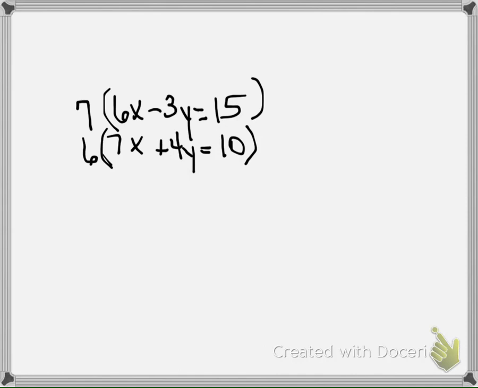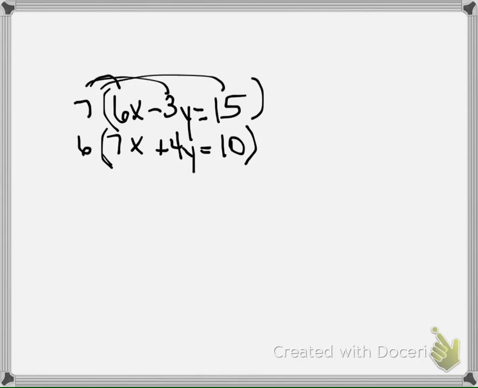Look at your y's. If you multiply the top by 4 and the bottom by 3, your y's match up. I feel like we're rigging it, though. It doesn't matter as long as something matches up. Which one do you still want to do? 6 and 7.